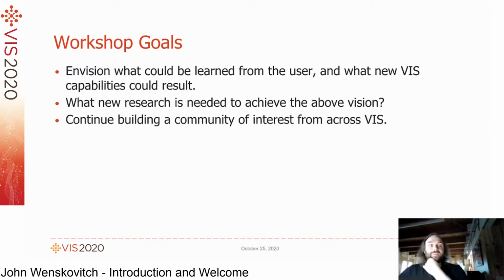At the high level, our workshop goals, well, we're trying to envision what all we can learn from the user. We want to try to be cutting edge. We want to try to speculate about what could be done now and what could be done in the future, and what new visualization capabilities could result. We were thinking about a research direction, trying to figure out what new research is needed to achieve this vision of what VIS capabilities can we produce. And we're also looking toward building a community of interest from across all of VIS.